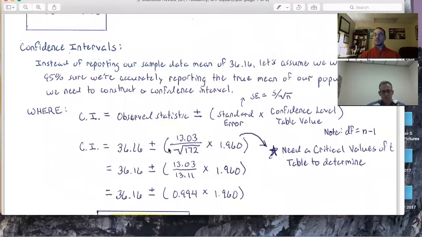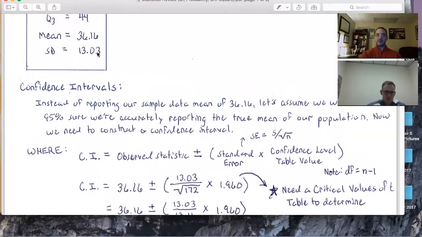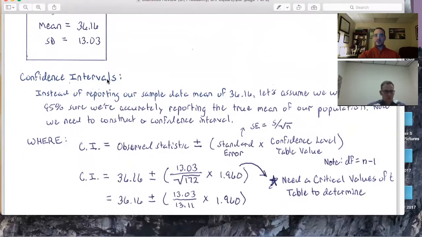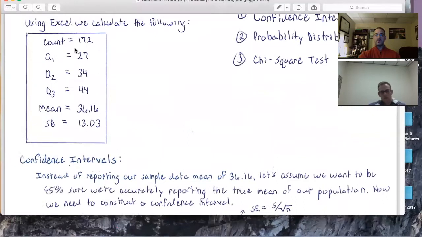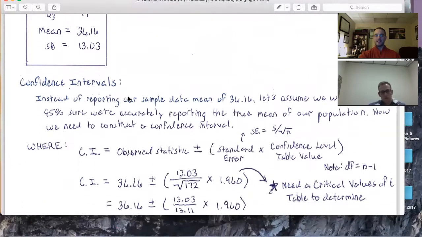So we already know some of these values. We know our observed statistic, which we just said was 36.16. We know our standard deviation, which we calculated up here in Excel. Students, as they're calculating that, can double check it: 13.03. And we know we have a count, or an N, of 172.